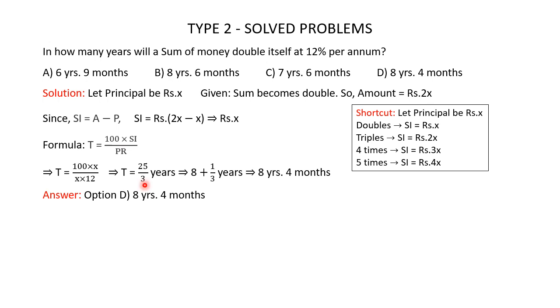Now 25 by 3 is nothing but 8 plus 1 by 3 years. Now 1 by 3 years is 4 months. So time is 8 years and 4 months. So the correct answer is option D, 8 years, 4 months.